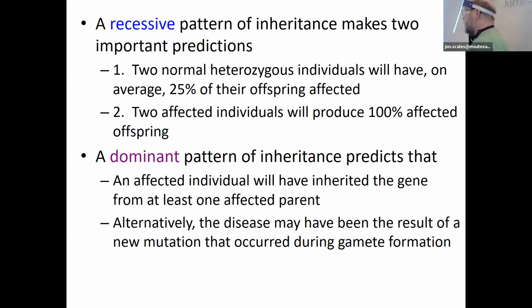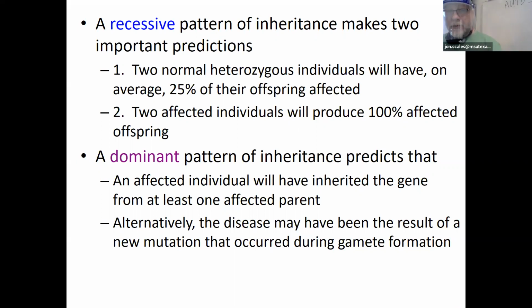So a dominant pattern could be indicated when you have an affected individual who has an affected parent. Because if it was dominant in the parent and it gets passed on, it's going to be dominant in the kid, and their kids, they should have some affected kids. So with dominant genes, you usually see affected individuals in every generation.